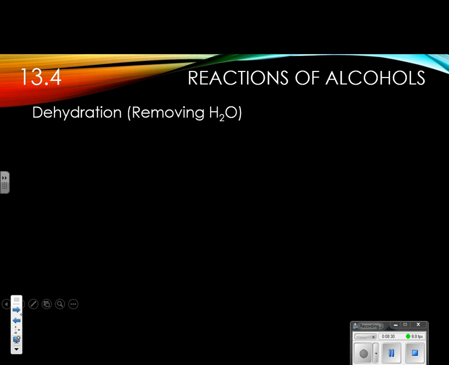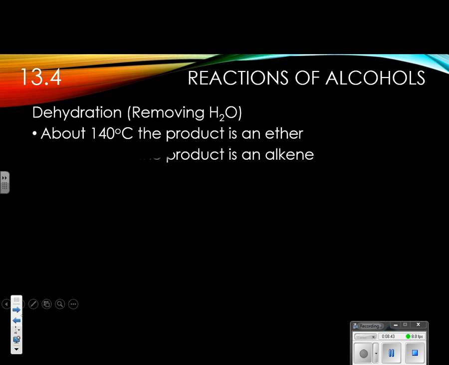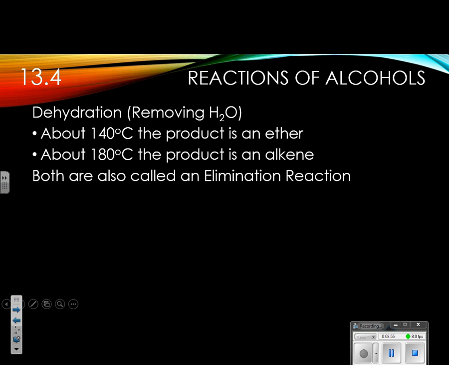So we have some reactions that we need to worry about. One is a dehydration reaction. This is where we remove water from the system. If I do it at about 140 degrees, then the product becomes an ether. If I do it at about 180, then the product becomes an alkene. Now, we've talked about alkenes before. We haven't talked about ethers. We're going to talk about ethers in a little bit in depth, so just stay with me. Both of these are called an elimination reaction because we're removing or getting rid of water, but it's also known as a dehydration.